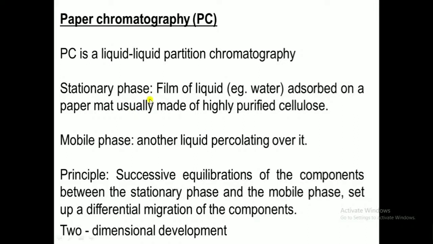The stationary phase is a film of liquid, for example water, adsorbed on a paper pad usually made of highly purified cellulose. The mobile phase is another liquid percolating over it. And the principle is nothing but partition, with successive equilibrations of the components between the stationary phase and the mobile phase. And it is a two-dimensional development because the chromatography is happening on a two-dimensional plane.